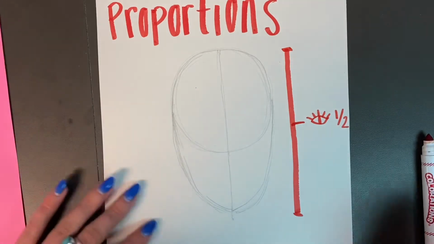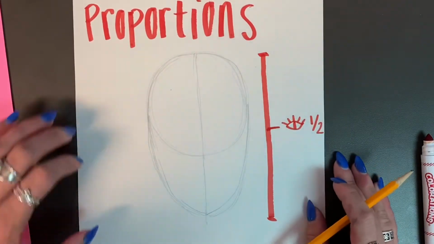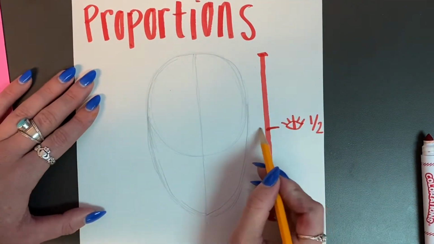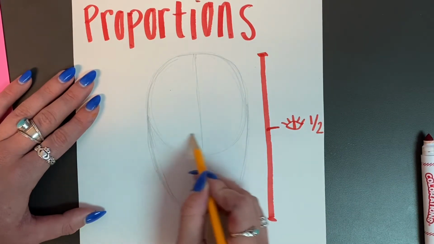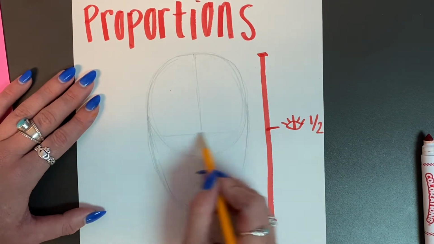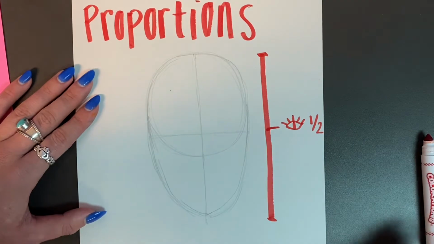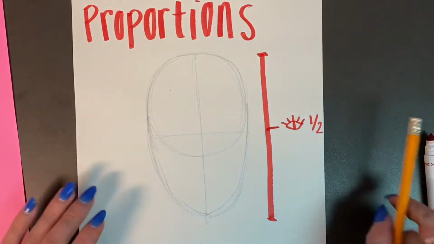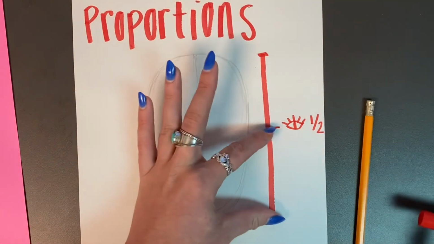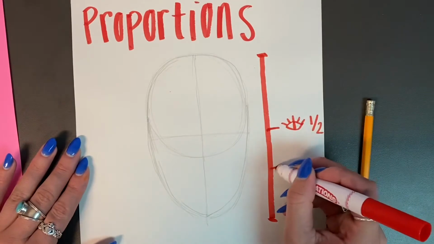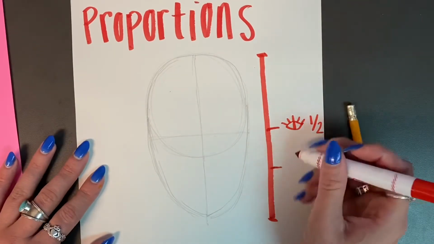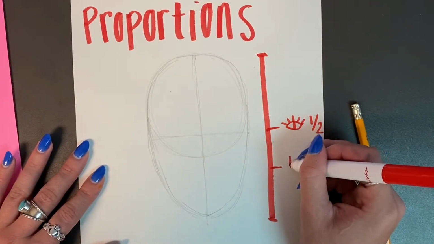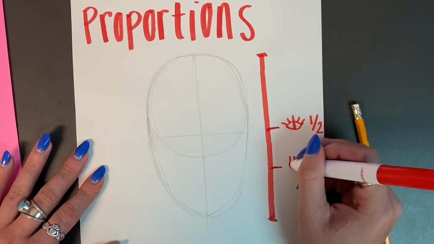And take your pencil and you're going to draw a straight line, a very light line. This will be erased eventually. So a very light line about halfway through. That's where I will be drawing the eye. Then go halfway in between that point and the bottom of your head, and that's where you will draw your nose.